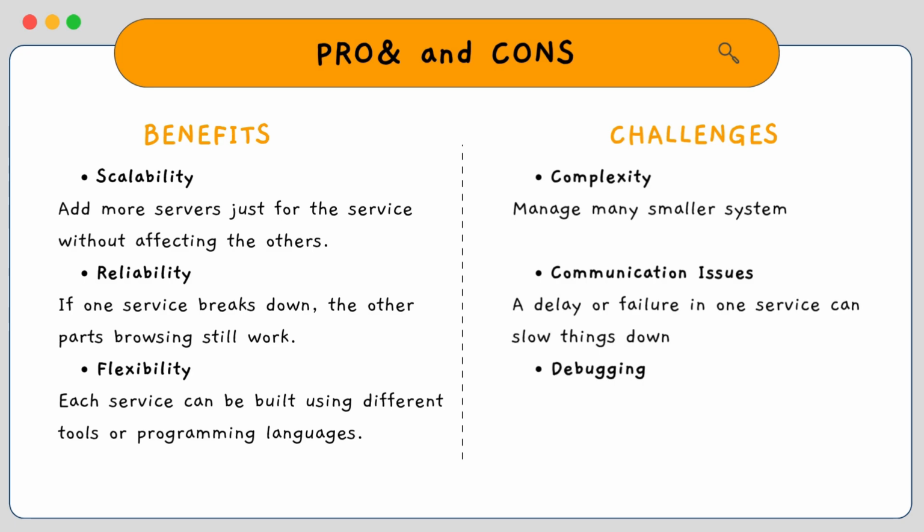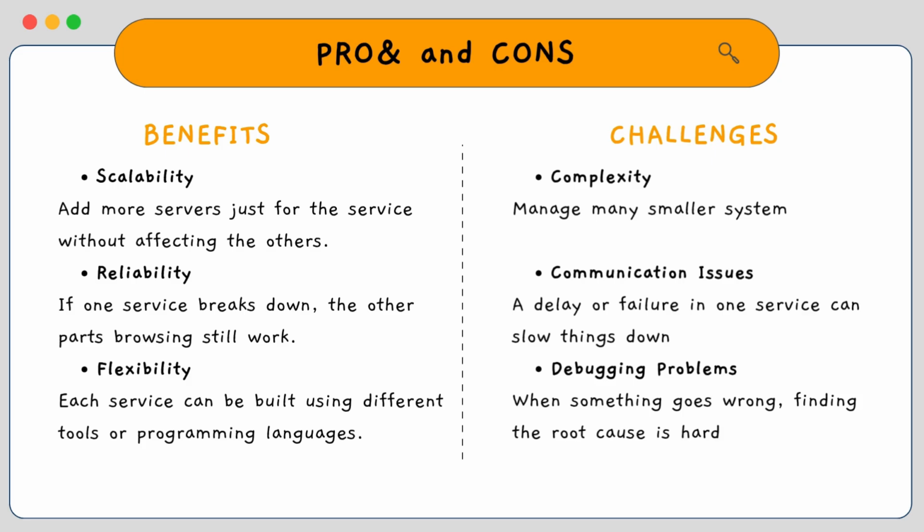Communication issues. Since services talk to each other over a network, a delay or failure in one service can slow things down. Debugging problems. When something goes wrong, finding the root cause is harder because you have to check multiple services.